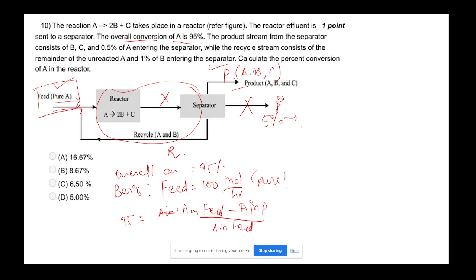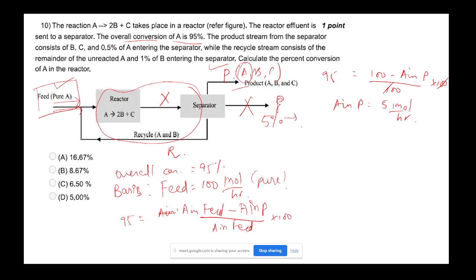So 95 equals (100 minus A in P) upon 100, into 100. This gets cancelled out. A in P equals 5 moles per hour. So this is what we found out: A in the product stream.